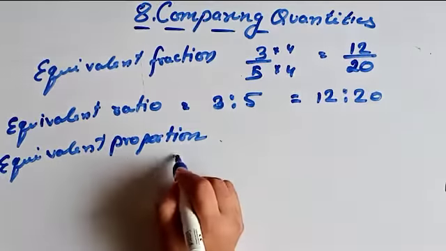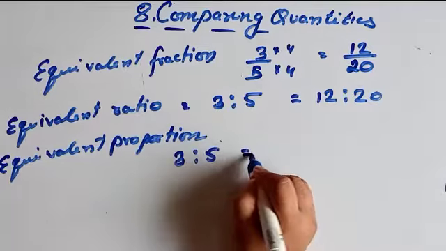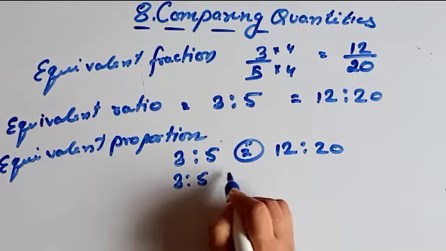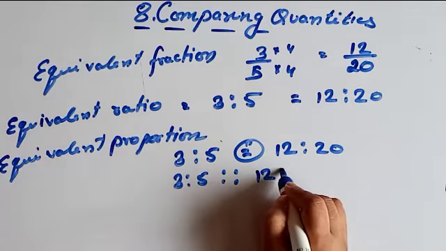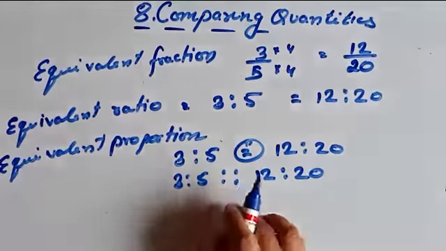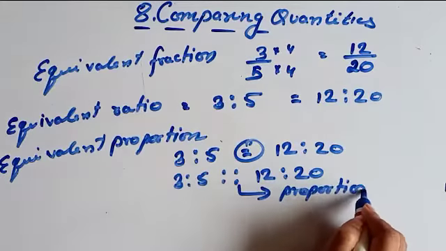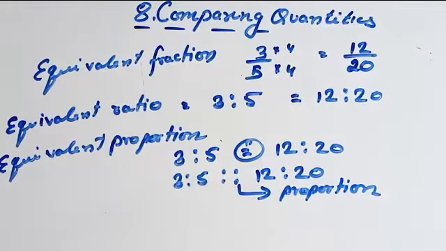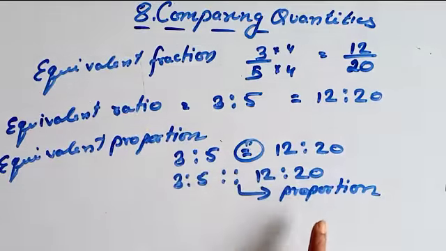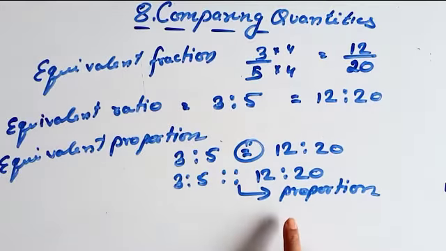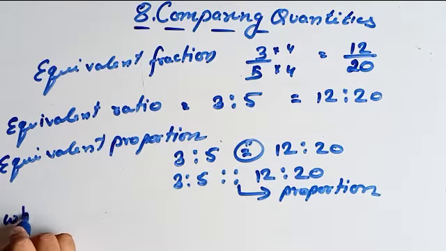Now suppose I have taken 3:5 is equal to 12:20. This equal sign is the sign for proportion. Then we can say that when two ratios are equivalent, then the four quantities are said to be in proportion. What will be the definition?